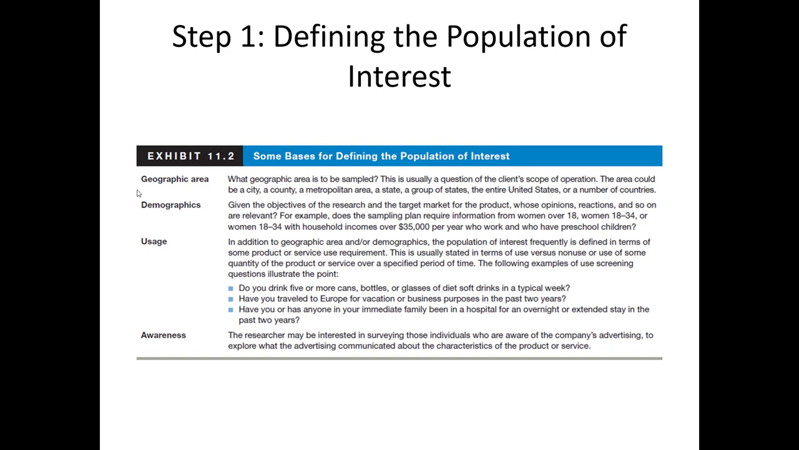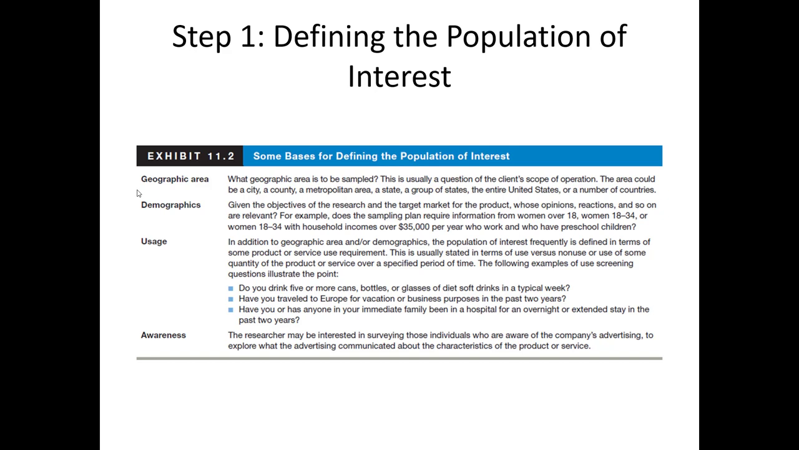For example, we can choose to study the Cal State Fullerton student population, using ethnicity as one of the possible defining variables. Let's say we want to study the Latino students among the Cal State Fullerton student population. So Latino is an ethnicity type of variable. We define the population of interest. Other times we can do it based upon product usage. This is very important because we know that heavy users, medium users, and light users are different.